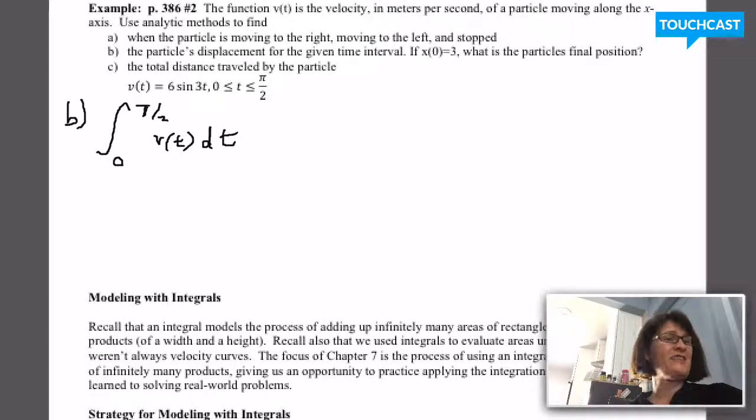For part B, we've been asked to find the displacement of the particle over the interval that's given, 0 to pi over 2. So in your notes from the first page, we know that displacement is computed as the integral over the appropriate interval of the velocity. So I'm integrating 6 sine of 3t from 0 to pi over 2. I'm going to make a u substitution.